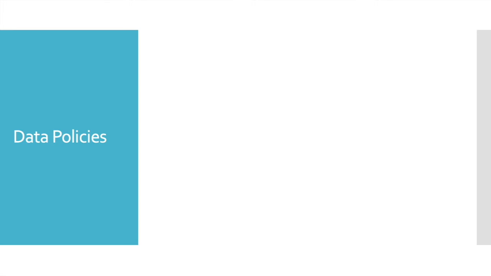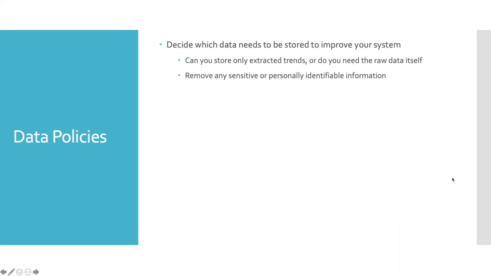But how do you come up with these data policies? The first thing that you should think about is what data needs to be stored, and specifically, what do you need to improve your systems? Can you store certain extracted metadata or trends, or do you need to store all of the raw data itself? And you want to only store what is essential, and you want to remove any sensitive or personally identifiable information.